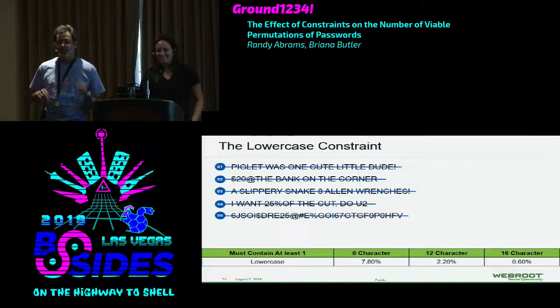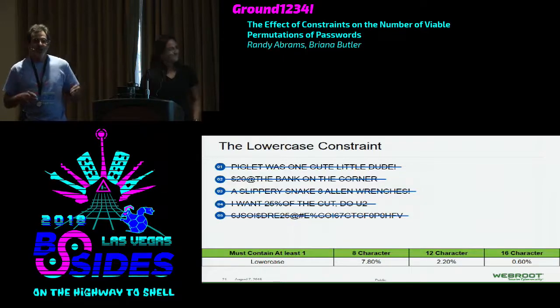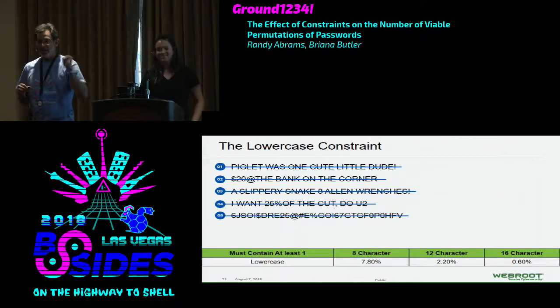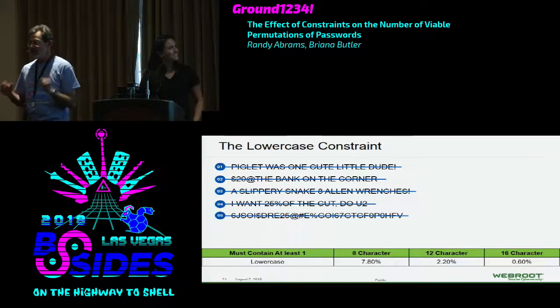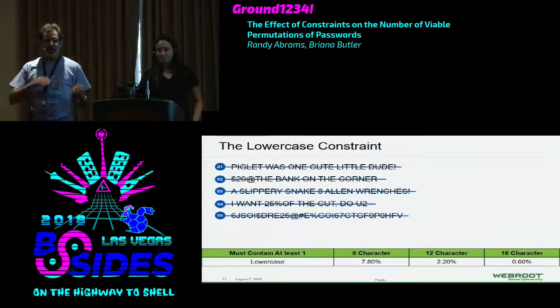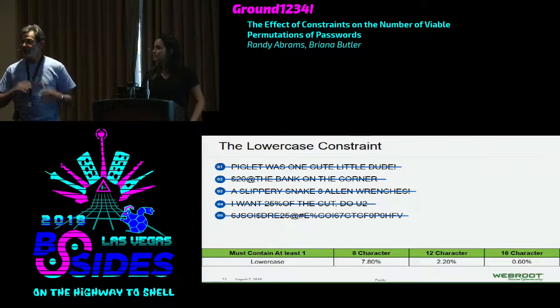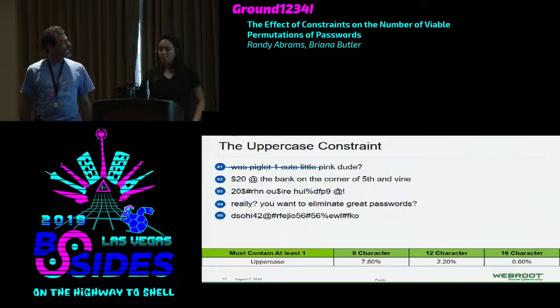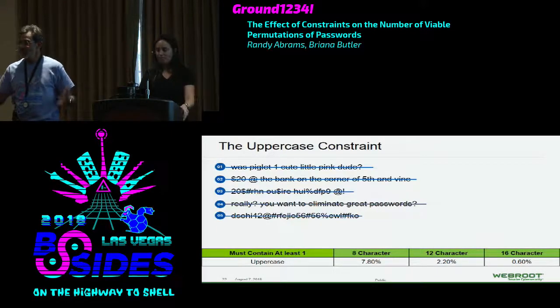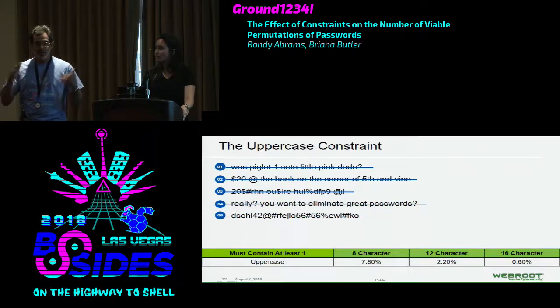The lowercase constraint gets interesting when you say it has to have a lowercase letter in it. You've eliminated 7.8% of that 95 to the 8th character permutations. 7.8% cannot form a password. If you try to crack those permutations, you're spinning your wheels again. Of course, uppercase is identical in impact because the character sets are identical in count.